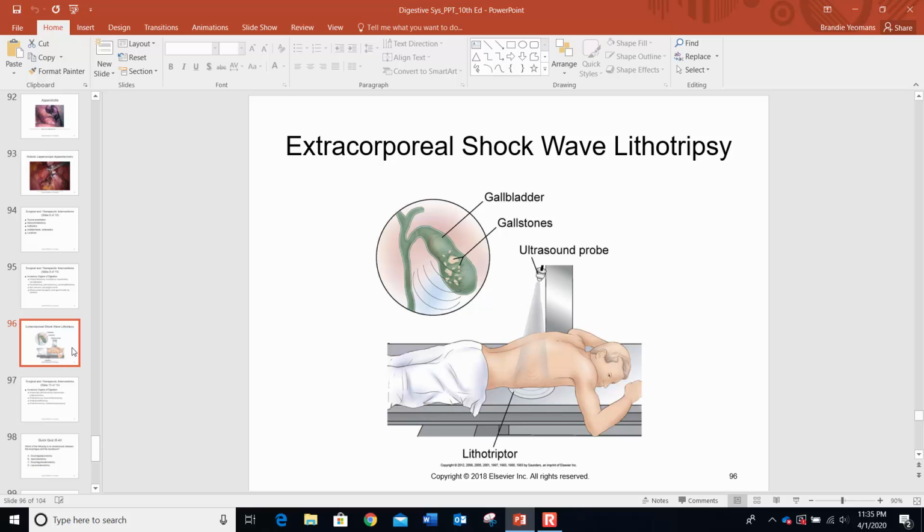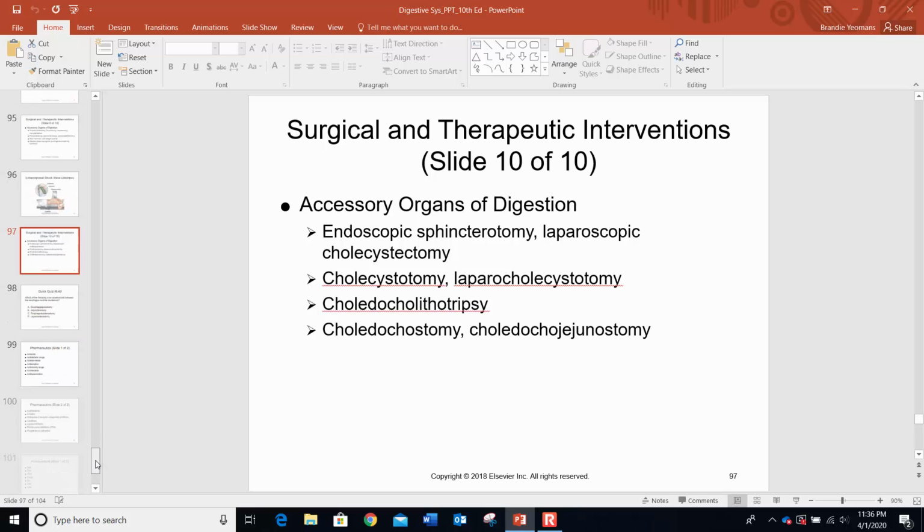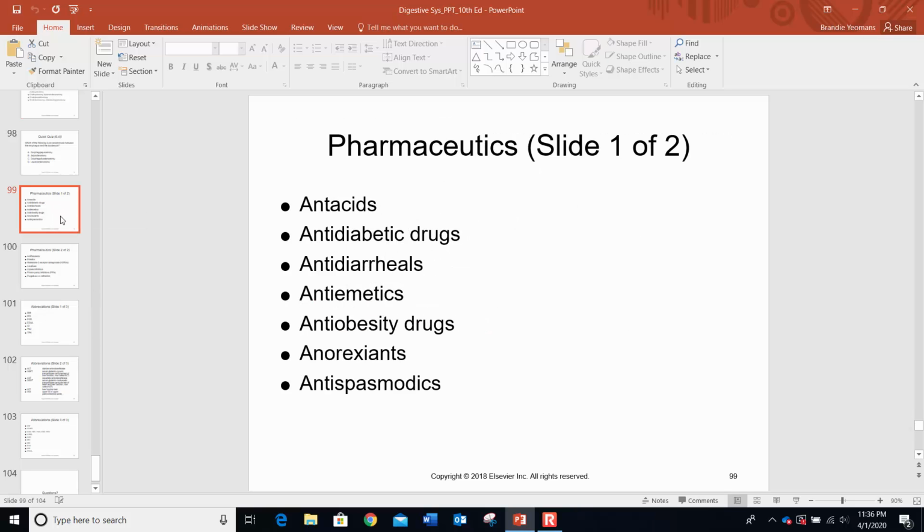We also have lithotripsy, which is a procedure where we go in and with shock waves we break down those gallstones that the patient has there in their gallbladder, which helps to make the stones smaller so they can be passed. Then we also talk about these different procedures that are listed here that we can look through the digestive tract and try to make things better.